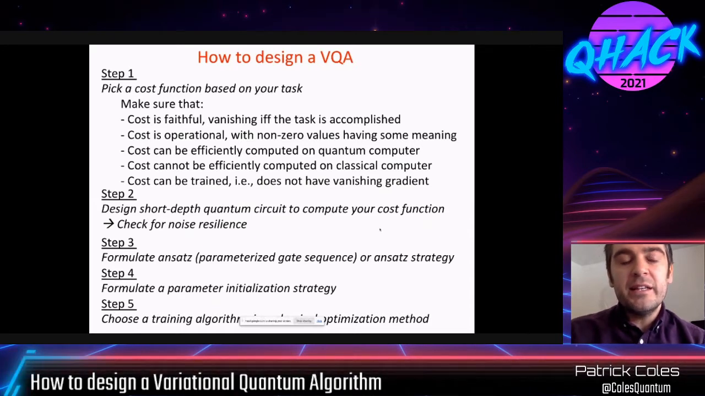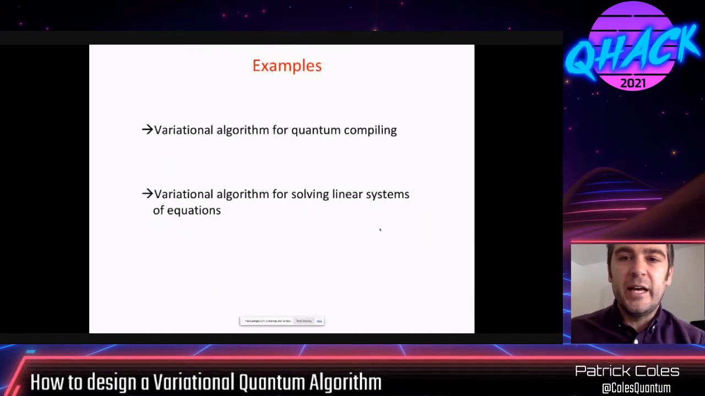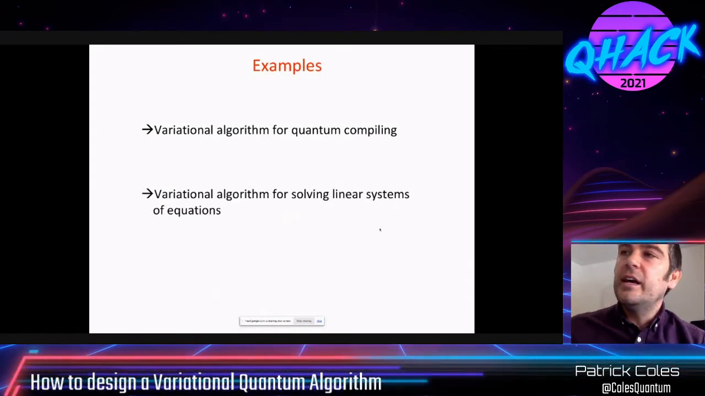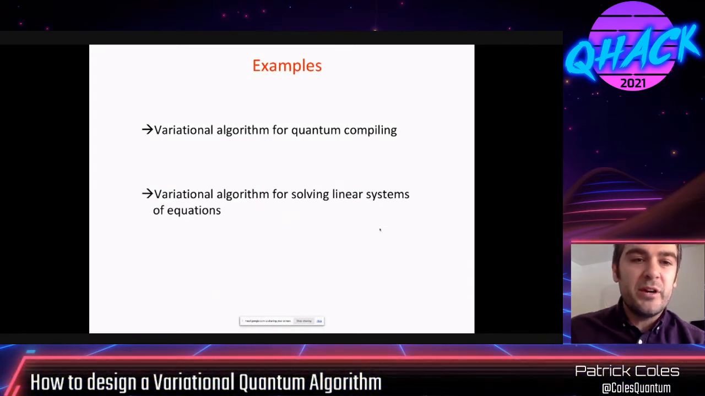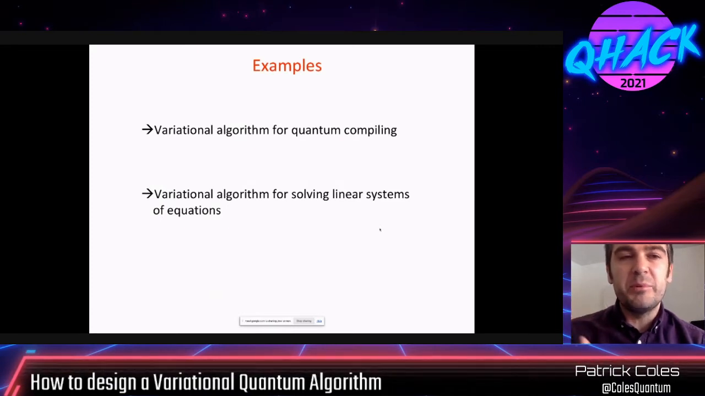And I want to illustrate these steps in the context of 2 different examples that our group has worked on. The first example that we've looked into is compiling a quantum circuit. And then the second example that I'll talk about is solving a linear system of equations. So those are the 2 examples that I'll use to illustrate this recipe for designing a variational algorithm.